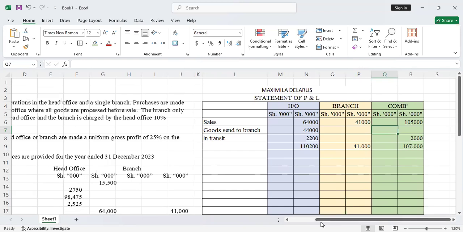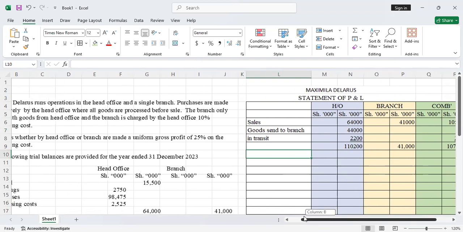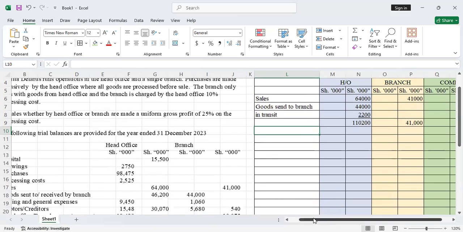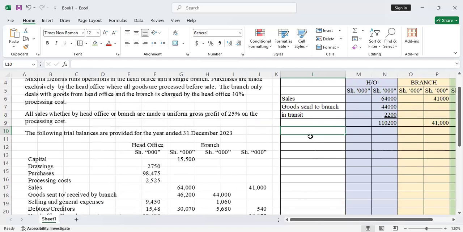Now, purchases. Remember, it is the head office that is purchasing. Purchases. You can see purchases here. You don't see purchases with the branch. So, purchases, we are being told is 98.